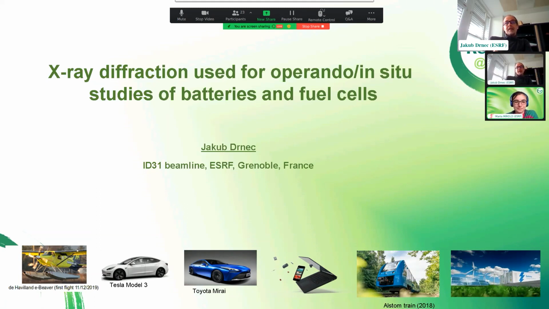And the plan today is to give you a little bit of overview of how we use high energy X-ray diffraction for operando and in situ studies of electrochemical systems. Because we are just starting the ReMade projects, we don't have, of course, much results from the actual recycling of, let's say, batteries and fuel cells and other energy conversion and storage systems.